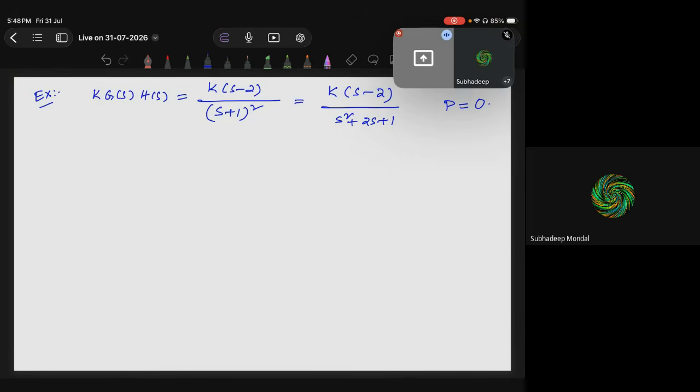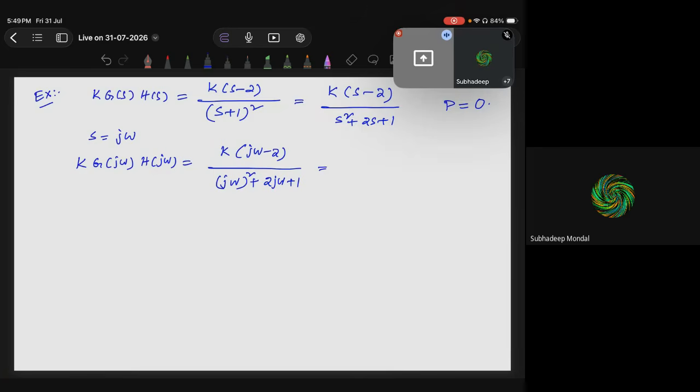Now what we do is, in this we substitute s is equal to j omega, so you will get K G(j omega) H(j omega) equivalent to K times (j omega minus 2) divided by ((j omega) square plus 2j omega plus 1). Clear?